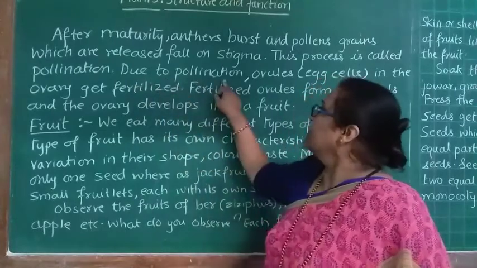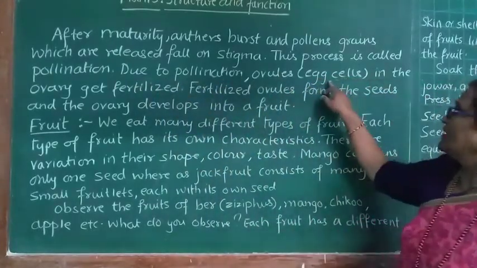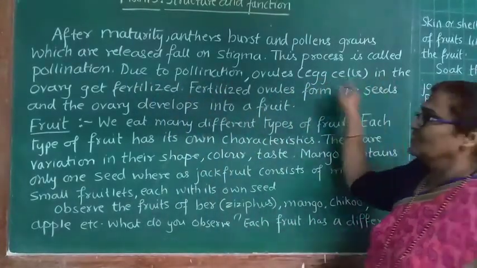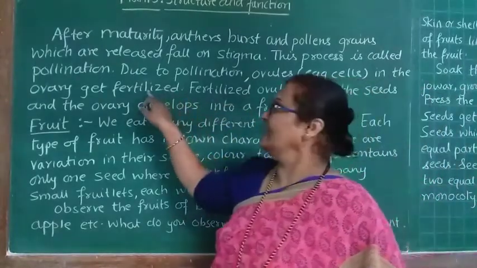Due to pollination, ovules, or you can say egg cells, in the ovary get fertilized. How do they get fertilized?